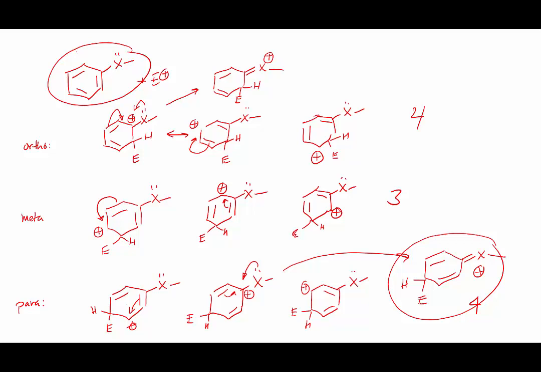What was the significance again of having the most resonance structures? I understand that the most stable intermediate is the major product. The most stable intermediate is the one with the most resonance structures. Whenever you can write more resonance structures, you become more stable. So really, this is about forming the most stable intermediate. That will give you the major product.